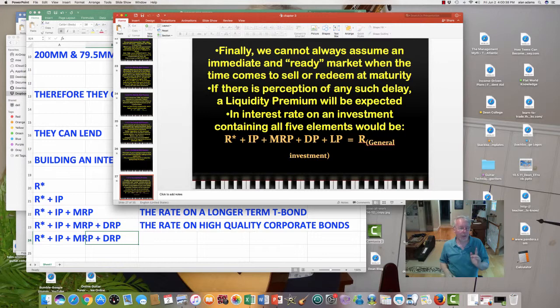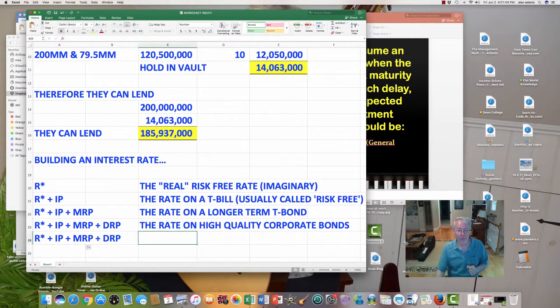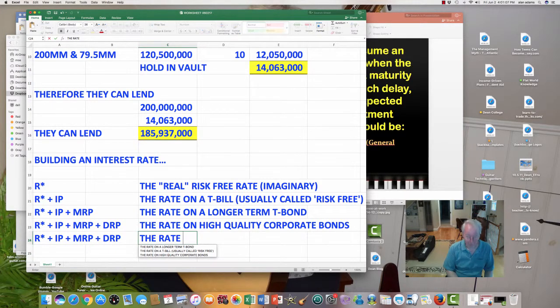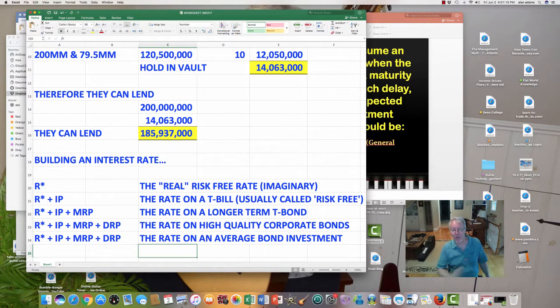So if something runs the risk of not being readily disposable when you are ready, it doesn't have liquidity, and you would want to be paid for a less than high quality corporate bond a liquidity premium. Okay? So for less than high quality investments, you will want an LP. That will be the rate of return on a general investment. Okay, so the rate on, I'll call it, an average bond investment. I'm sticking with bonds here, okay?